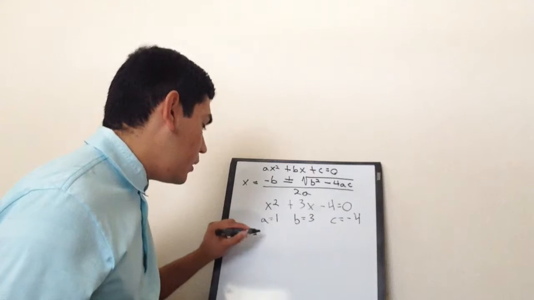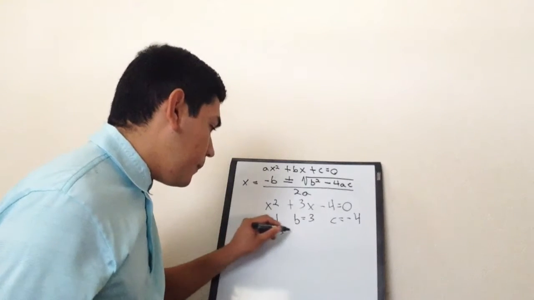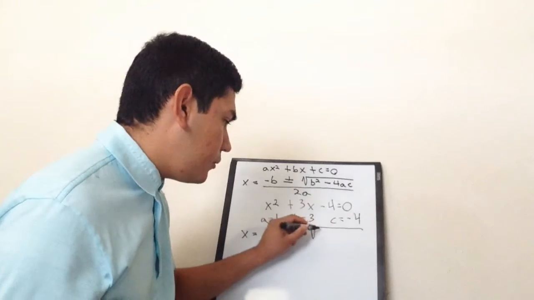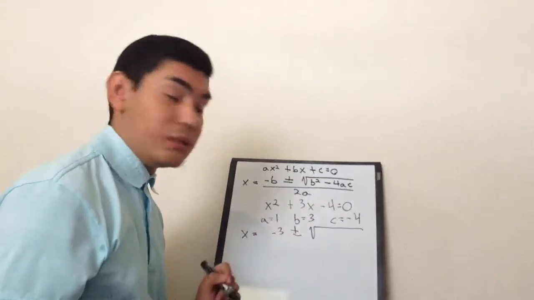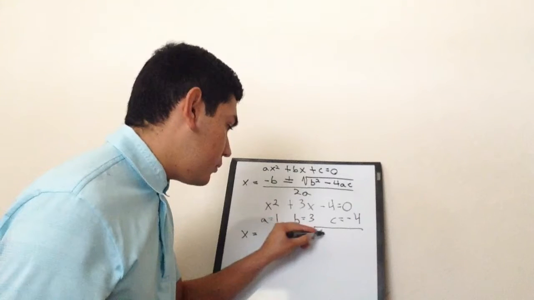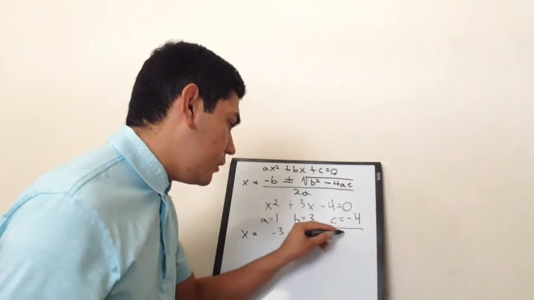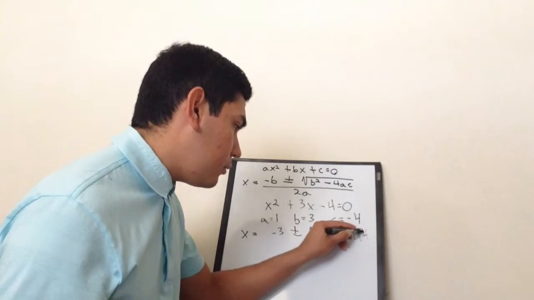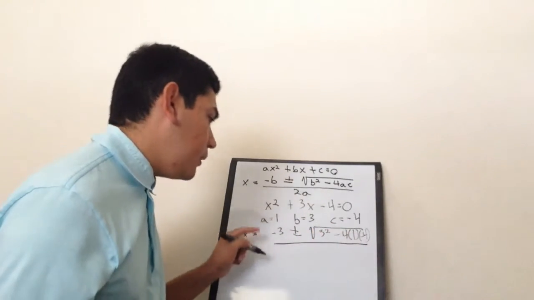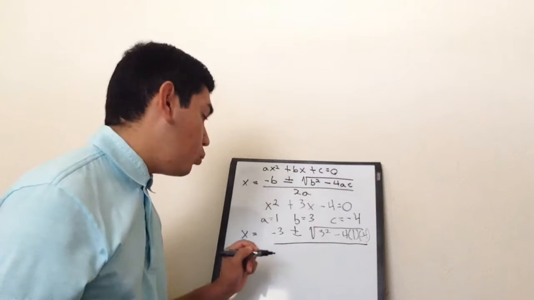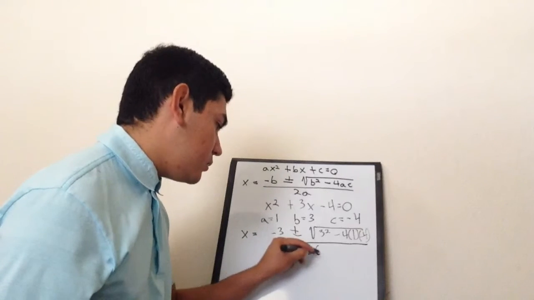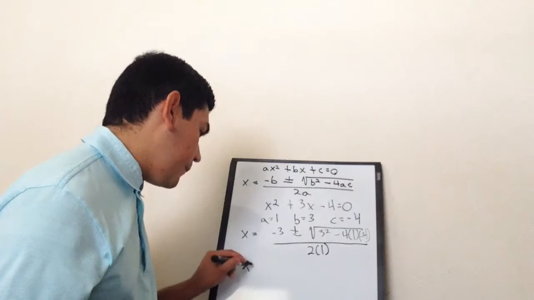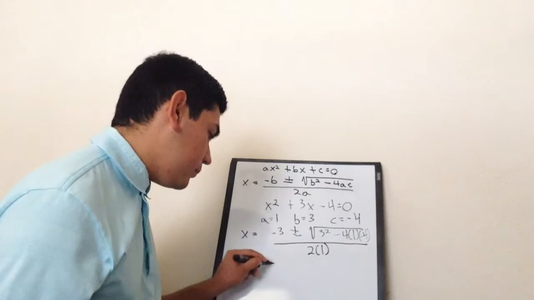x equals -3 plus or minus the square root of, here b is again 3, so we're going to have 3 squared minus 4 times 1 times -4, divided by 2a. a is 1, so we're going to have 2 times 1. So let's simplify a little. So we're going to have -3 again.